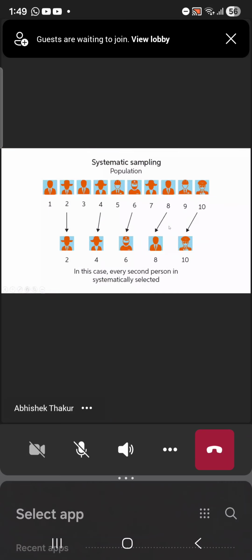We collect the sample from every second number. Like, we leave the first and third, and we get the sample from the second. Every second person is systematically selected, and we can collect the data from any second number.